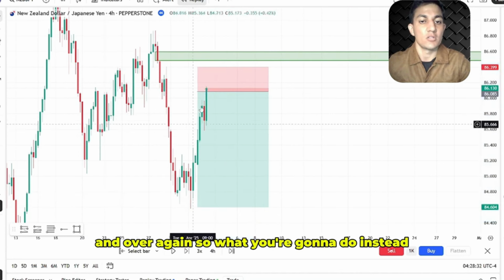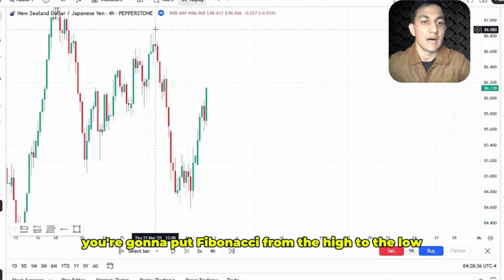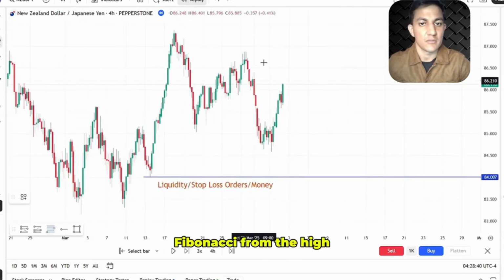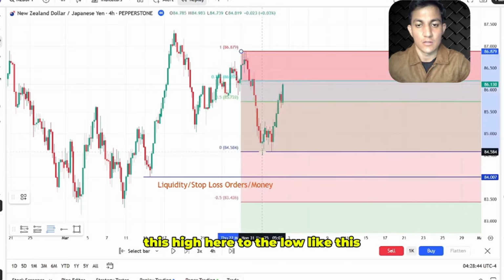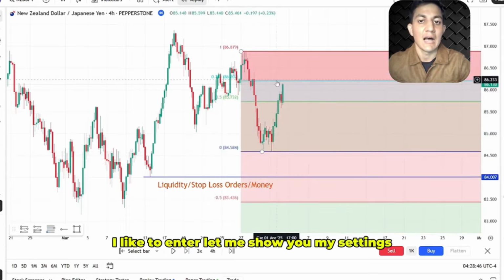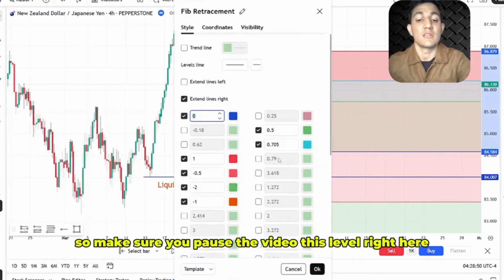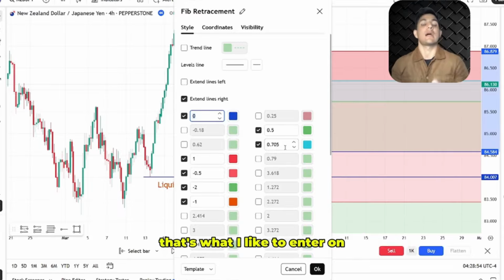So what you're going to do instead is you're going to clear this up. You're going to put the Fibonacci from the high to the low. So let's just zoom out a bit. Fibonacci from the high, this high here, to the low, like this. Now, me personally, I like to enter, let me just show you my settings. Make sure you pause the video. This level right here, 0.705 level, that's what I like to enter on.